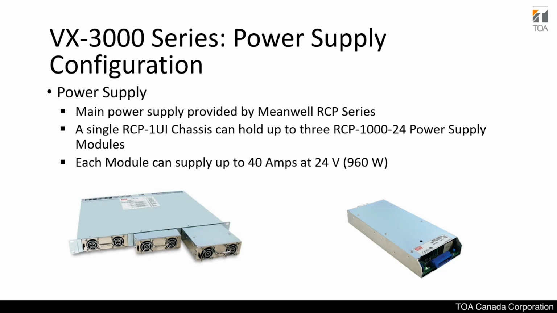So you have the RCP-1UI, that's the one that has regular power cords, and it can hold up to 3 RCP-1000 24 volt power supply modules. So you have the flexibility to expand or just use one module if that system doesn't need that. Each module can supply up to 40 amps at 24 volt. That means 160 watts for each module. And then times 3, so that's around 2,700, give or take.